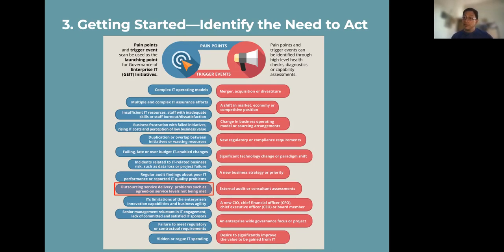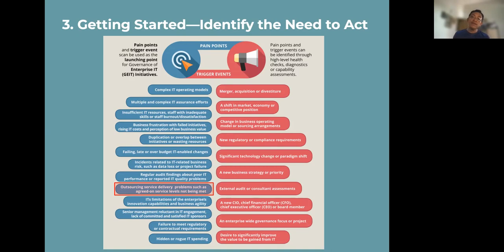Failure to meet regulatory or contractual requirements here. And last but not least is hidden or rogue IT spending. There can be many cases actually. Why did you buy something that is not in your program, that is not in your plan? But you buy it. So it is like rogue IT spending. It is called that because it was not planned previously. So that's the pain points.